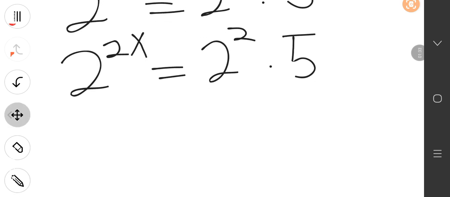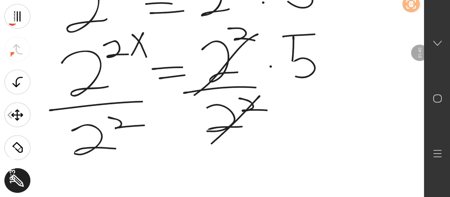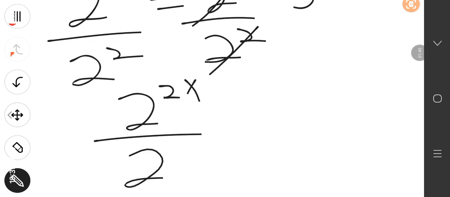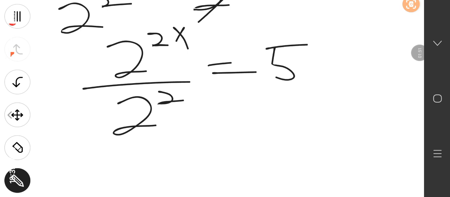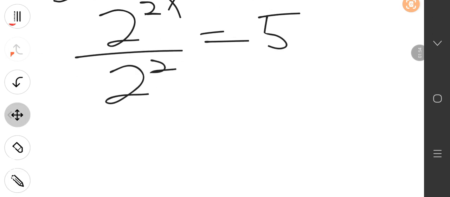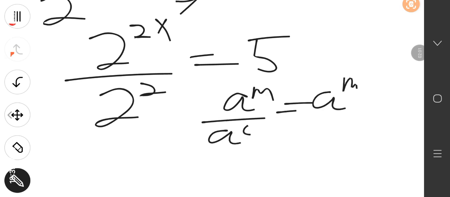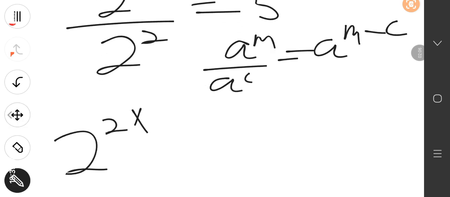And let's divide here by 2^2, here by 2^2. Okay, so this and this will cancel. So we're going to have 2^(2x) over 2^2 equals 5. Alright, now let's apply the quotient rule here. So a^m over a^c should give us a^(m minus c). So our equation becomes 2^(2x minus 2) equals 5.